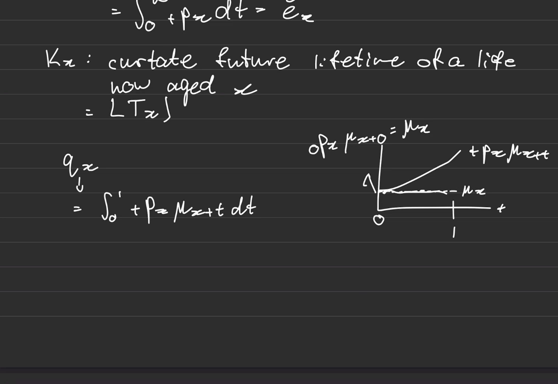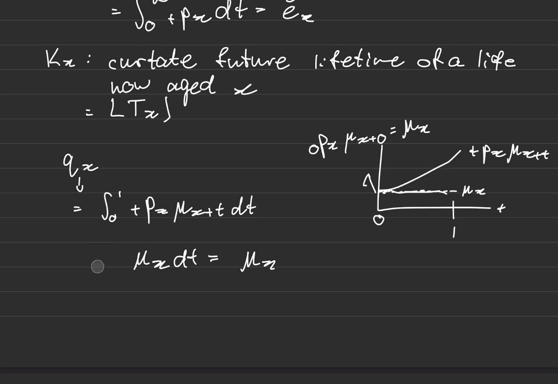Okay, and if it's moving above that line and integrals represent area from 0 to 1, then this integral will represent that area, which is greater than the integral just from 0 to 1 of mu x dt, which will just be equal to mu x. So what I'm essentially saying here is this area underneath here is just mu x, and this area here, since the PDF is increasing, must be greater than mu x.